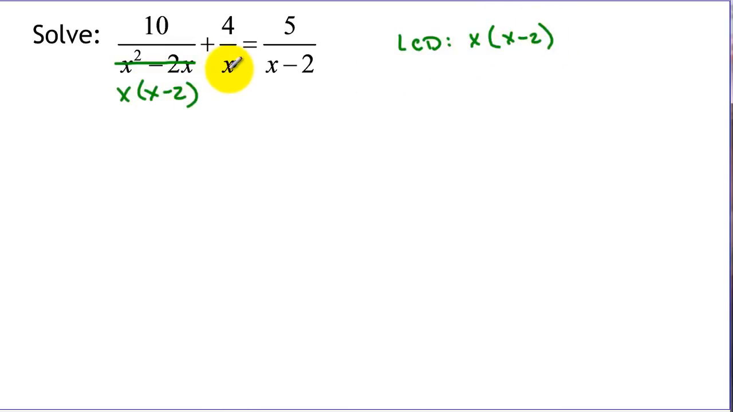Now when we go to this denominator, we need an x to cancel it out, but I already have the x here, so I don't need another one. And I need to cancel out the x minus 2, but I already have one, so this is my LCD. So again, we're going to multiply all terms on both sides by our LCD that we just determined.